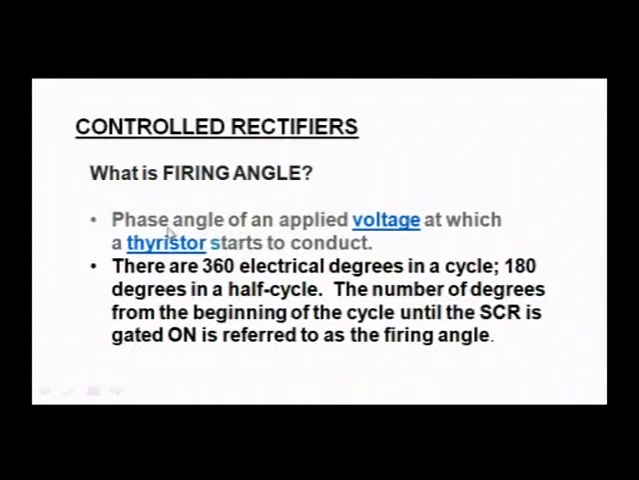Firing angle is nothing but the phase angle of an applied voltage at which a thyristor starts to conduct. It is the point on the AC waveform where I am going to give my gate trigger. Please see, all controlled rectifiers are going to be triggered by the gate triggering method. You have already learnt about the various triggering methods of SCRs.